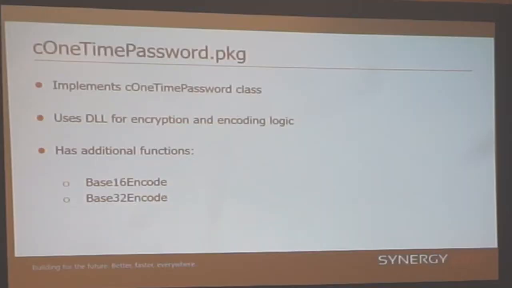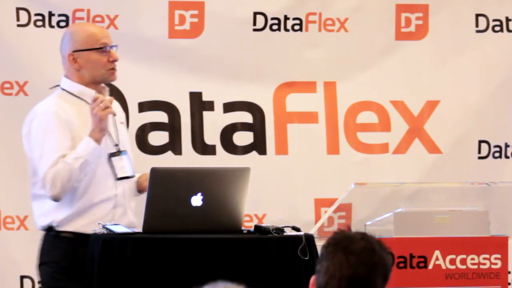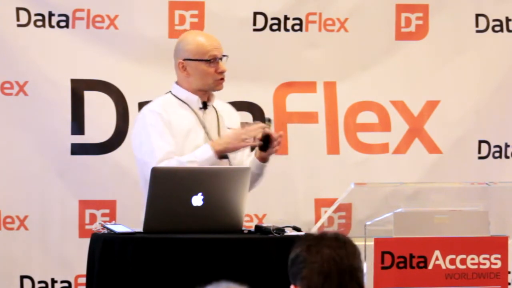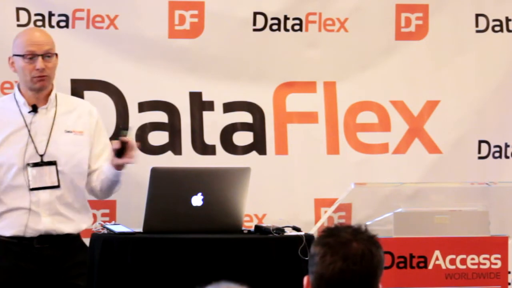We also needed functions for base 16 and base 32 encode. These are basically ways of encoding a binary string or a binary piece of data into a string. Because typically, if you hand out codes to someone, those will be 32 character long strings that you can enter, but in the end it will just be binary information that will be compared and shifted, etc. So that's the way you can issue codes to people.